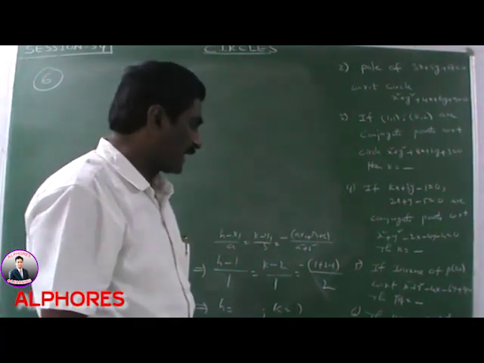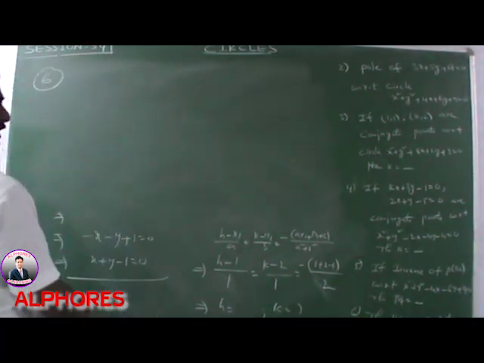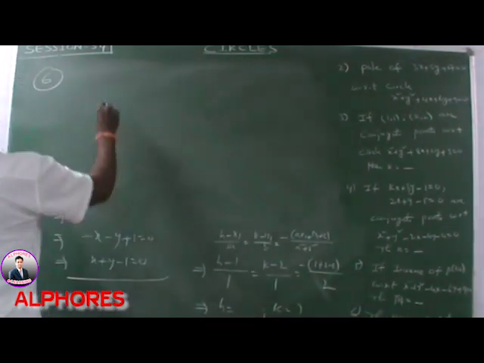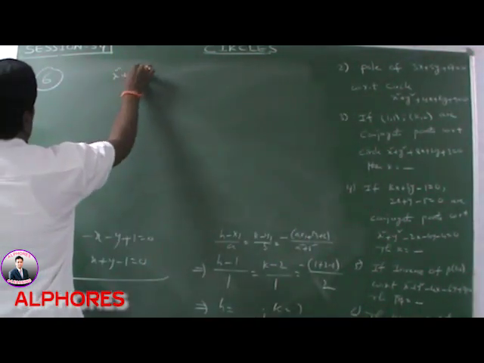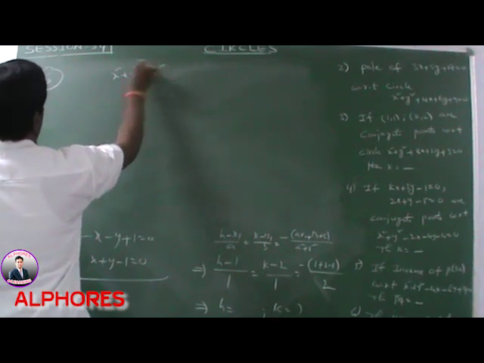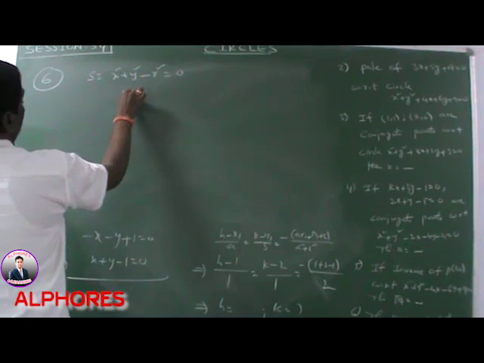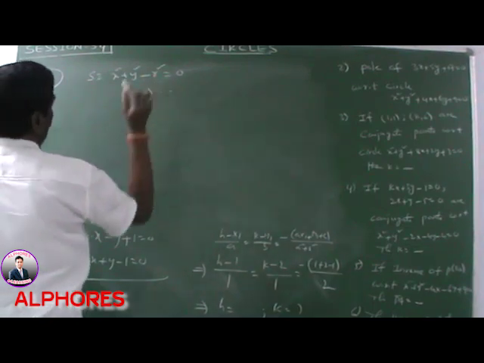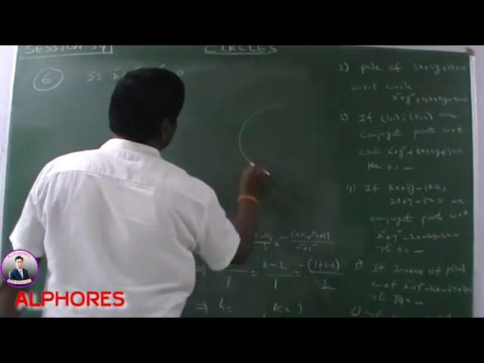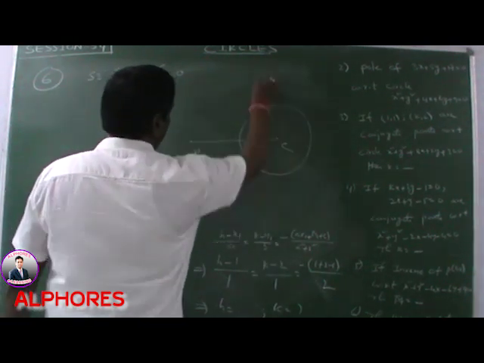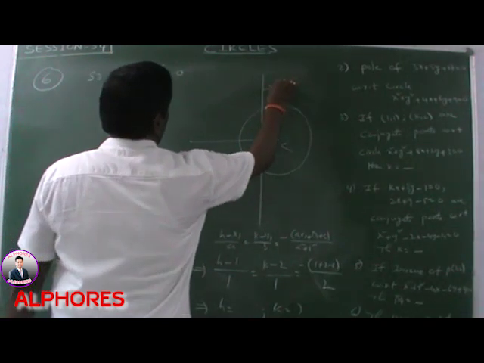The inverse point of P(x1, y1) with respect to the circle x square plus y square is equal to r square. That means the circle equation is x square plus y square minus r square is equal to 0. P(x1, y1) is the given point. In this case also, first we find the polar of P. This equation is nothing but S1 is equal to 0.